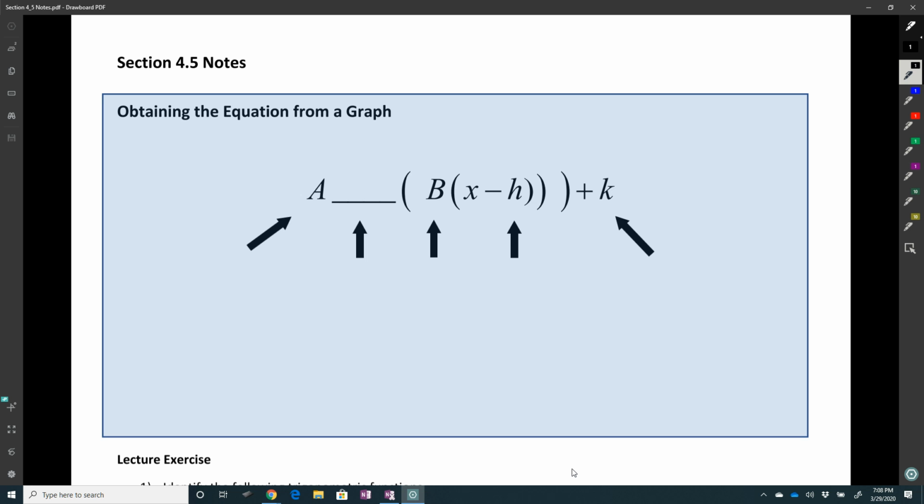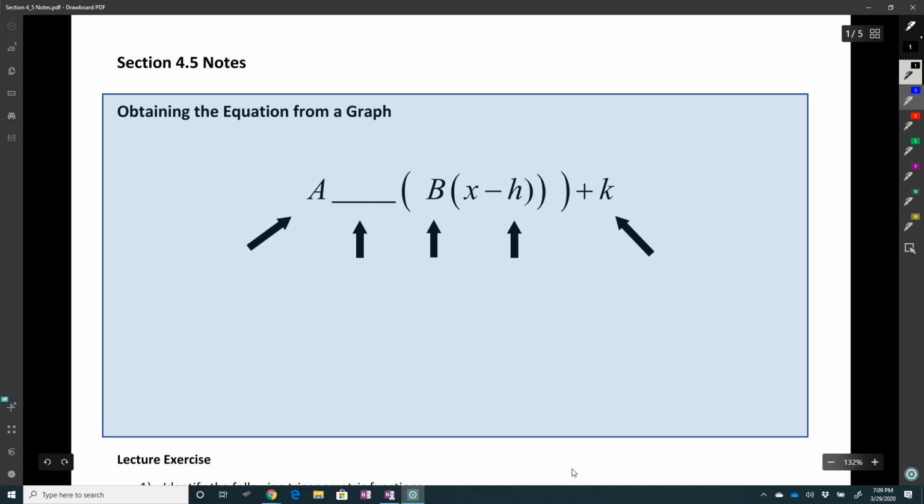All right. So now we're moving on to section 4.5. I think this section's a little easier because they don't go into the more complicated graphs. They keep things pretty basic. But anyway, what we're going to do now is look at a graph, and from the graph, we're going to try to create the equation that created it. So we're kind of going backwards now.